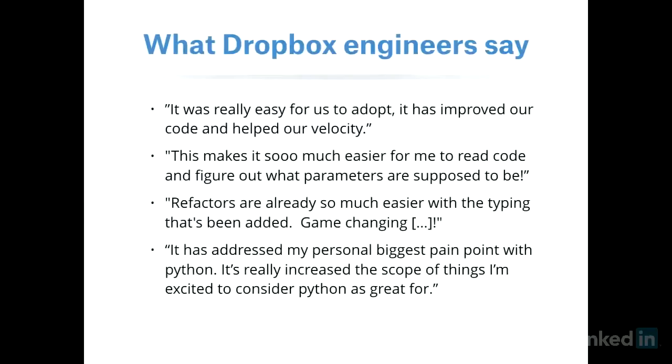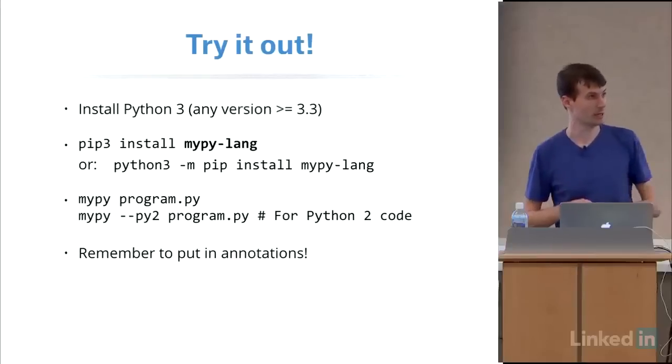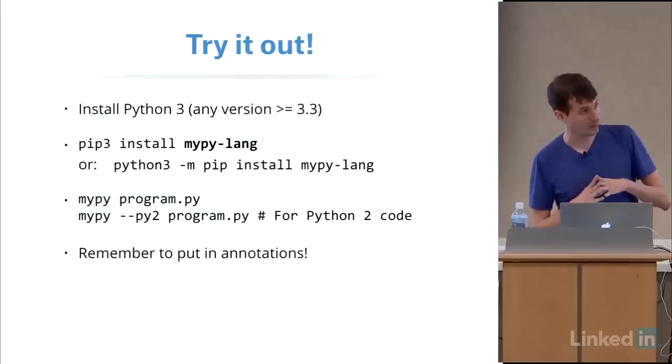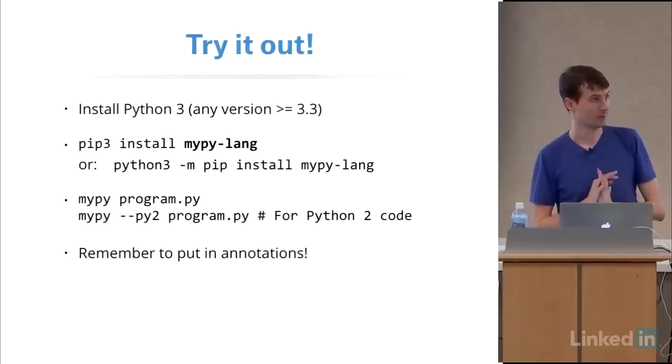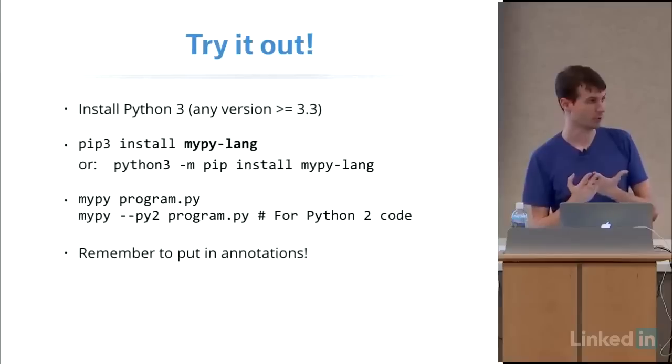Cool. So I hope you'll try this out. You need Python 3 to run Mypy, but you can perfectly well run on code that's Python 2.7 as well as Python 3. Nearly all our code at Dropbox is Python 2.7, and we're using it there. From PyPI, just pip install mypy-lang. It's not just Mypy, for unfortunate historical PyPI reasons, mypy-lang, and then run it on your code.